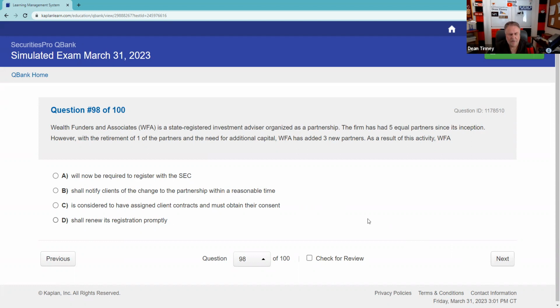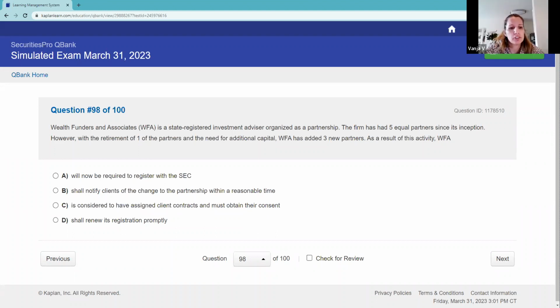Wealth Funders and Associates is a state registered investment advisor organized as a partnership. The firm has had 5 equal partners since its inception. However, with the retirement of one of the partners and the need for additional capital, Wealth Funders Associates has added 3 new partners. As a result of this activity, WFA will now be required to register with the SEC, shall notify clients of the change to the partnership within a reasonable time, is considered to have a signed client contract and must obtain their consent, shall renew its registration promptly. They need to notify, shall notify clients of the change of the partnership within a reasonable time. So B. You're correct. Excellent.